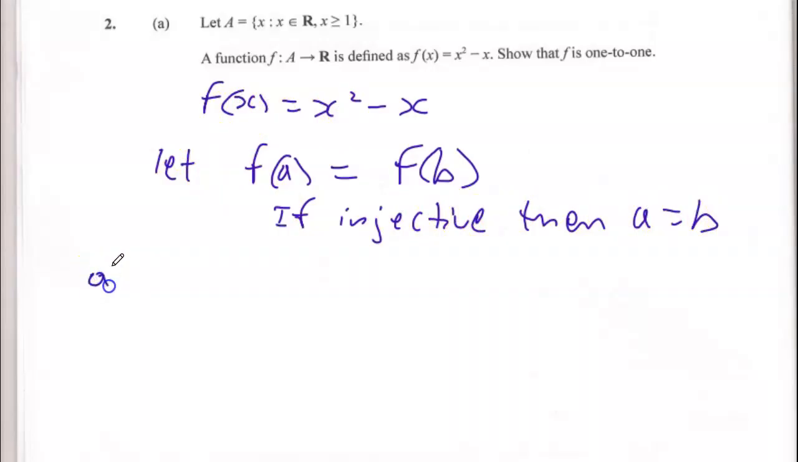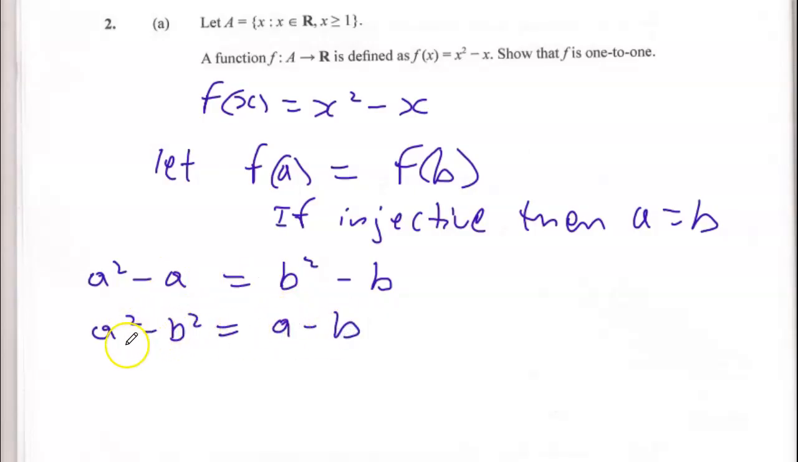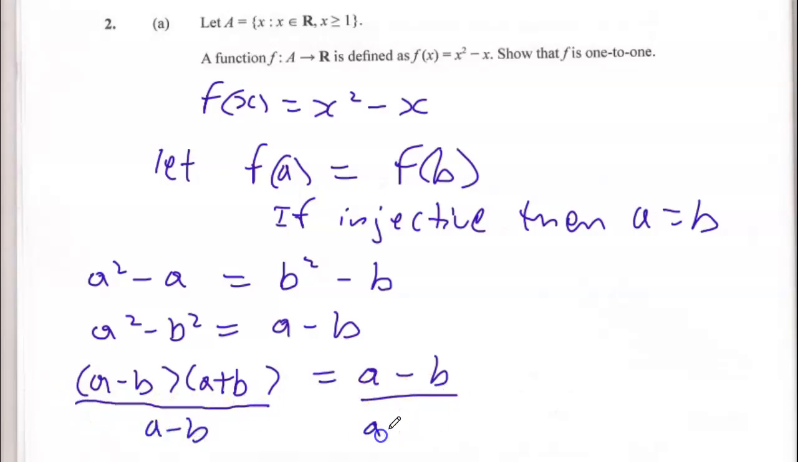So let's find f of a now. F of a is a squared minus a, and f of b is b squared minus b. So we can group the squares. So we have a squared minus b squared. And we can group everything else. So we have a minus b on the other side. Now we can factorize the difference of squares there. That's a minus b, a plus b equal a minus b. We can divide both sides by a minus b. And we are left with a plus b equal to 1.